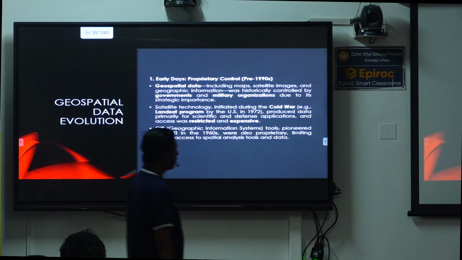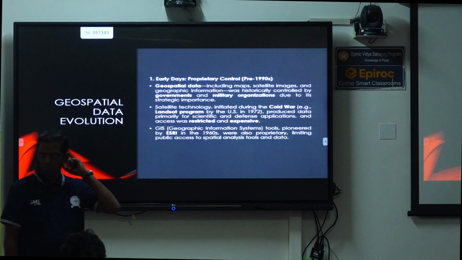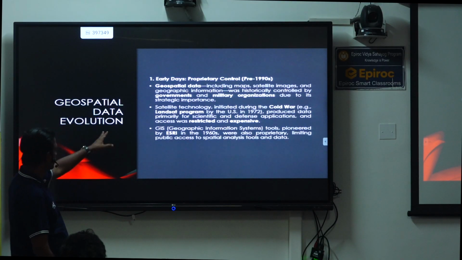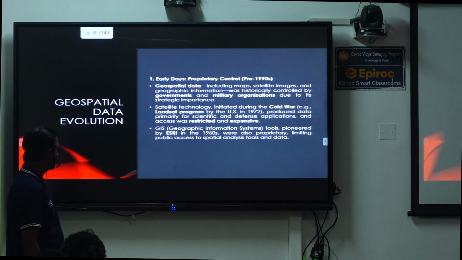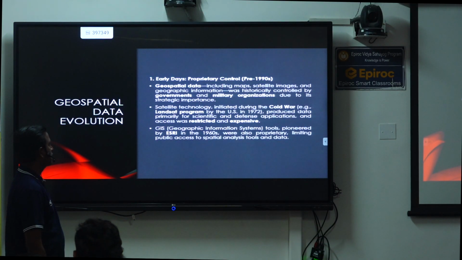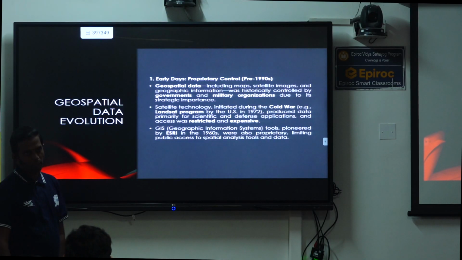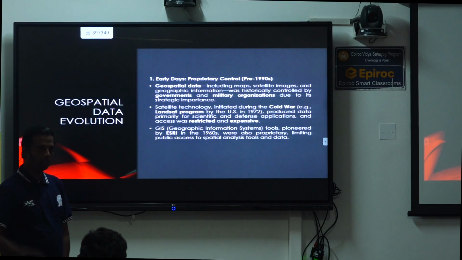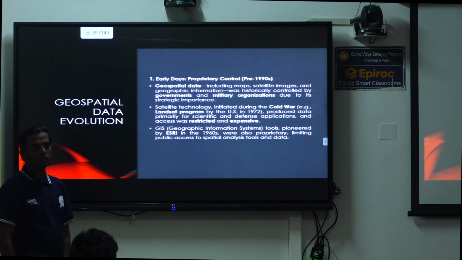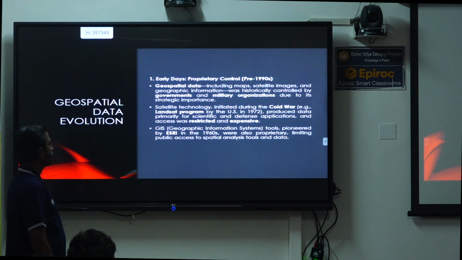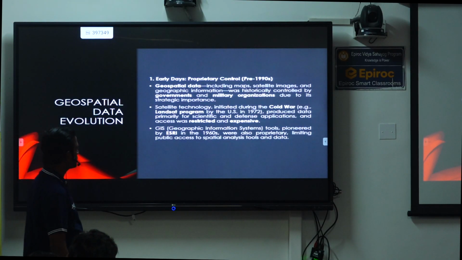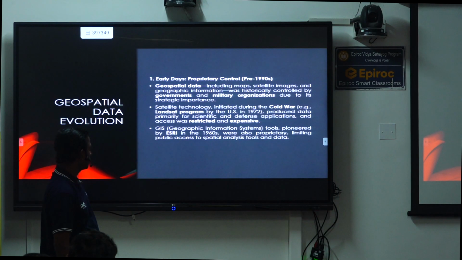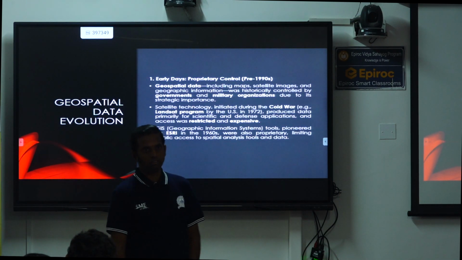Now, in the evolution of geospatial data, the first aspect is priority control. In the 1990s, geospatial data included maps, which we call the old topo sheets, Survey of India topo sheets. In other countries they have local maps, and satellite images and geographical information were historically controlled by government and military organizations.